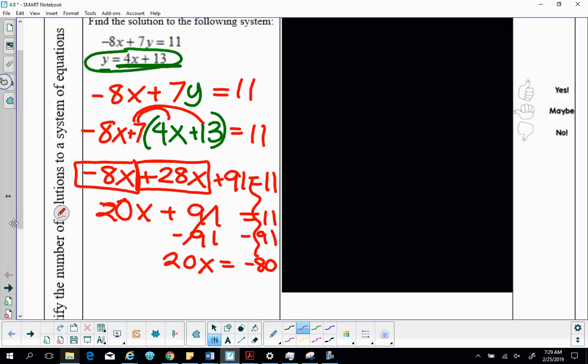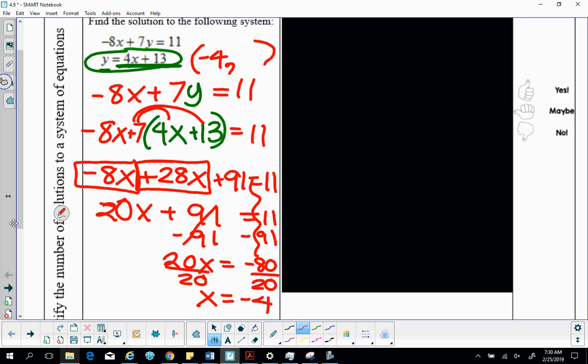Then what do we do? Divide. We're just solving like a regular equation. You end up getting x equals negative 4. Make sure you didn't drop the sign, because if you did get x equals 4, it's going to make the whole thing incorrect. So we know that our x-coordinate, where they cross, our solution, the x-coordinate is negative 4.